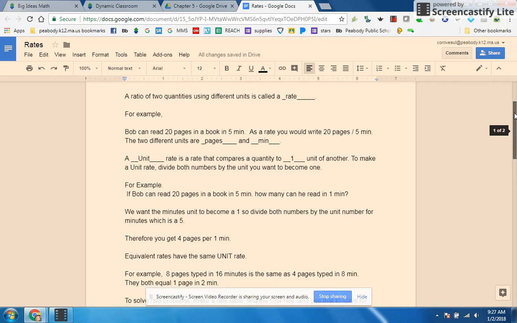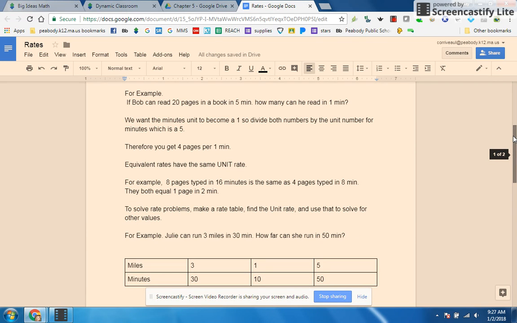All right. Equivalent rates have the same unit rate. So for example, 8 pages typed in 16 minutes is the same thing as 4 pages typed in 8 minutes, because both of them are equal to 1 page in 2 minutes. So if they both have the same unit rate, then they're equivalent rates.